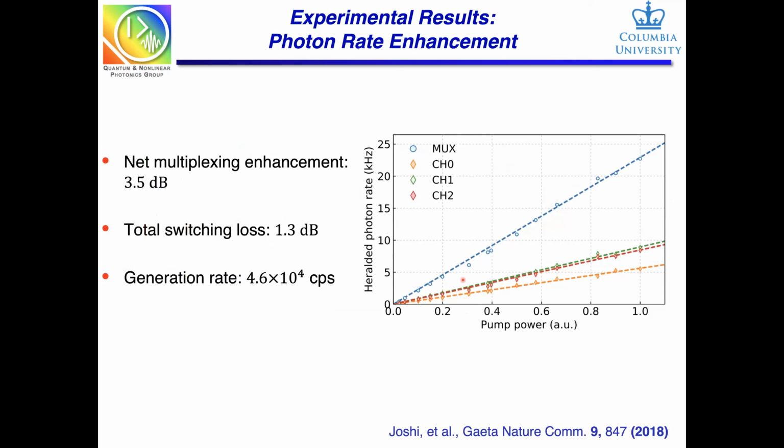And so we did that experiment, and sure enough, if we operate each one of these photons individually, you get kind of a typical heralding photon rate. But when you now do the multiplexing, you get an enhancement here of about 3.5 dB. It's not quite 5 dB, but it's still a significant improvement over what you might expect. And so this is indicating that we are getting multiplexing enhancement, and these are pretty good generation rates that we're seeing here, much higher than you would from a single photon.